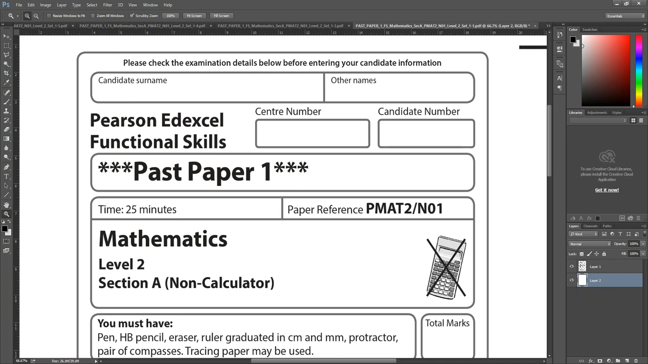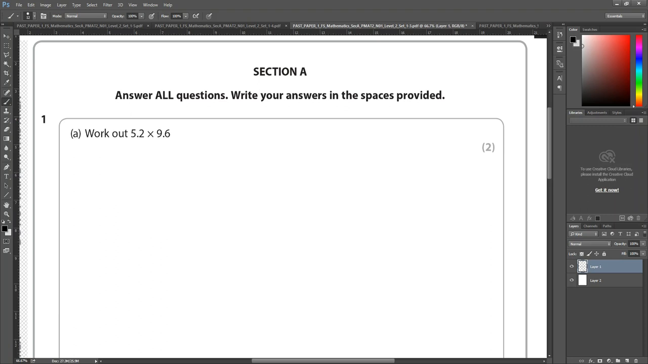Let's go straight into it. Section A, this is non-calculator. 1A, work out 5.2 times 9.6. So without the calculator, we're going to have to write it like this. This is how you normally multiply two numbers together.